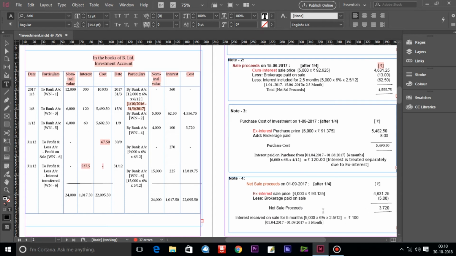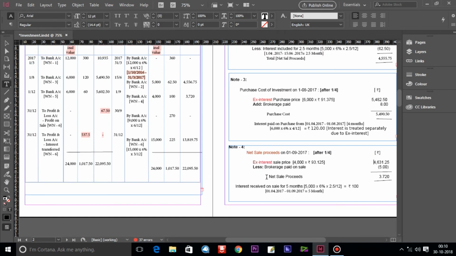Therefore, you have to deduct brokerage, and it is also an ex-interest, so interest will not be taken, and interest receipt is calculated for 5 months because it is after 1/4. That is, we have to take the period 1/4/2017 to 1/9/2017. That is for 5 months.